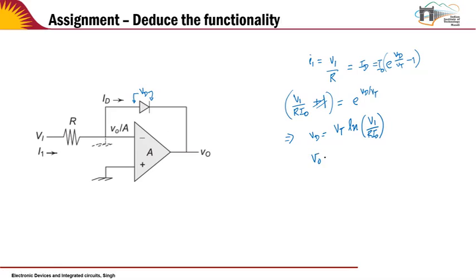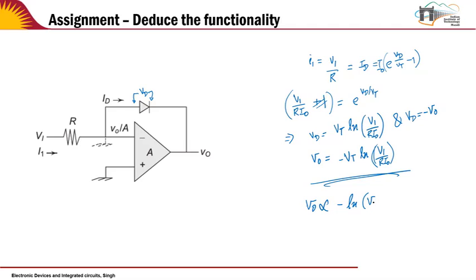So the output voltage is minus VT log of V1 by R I naught. And the denominator is a constant, R I naught. So essentially what we are saying is the output is proportional to the negative log of the input. So this is called a logarithmic amplifier.